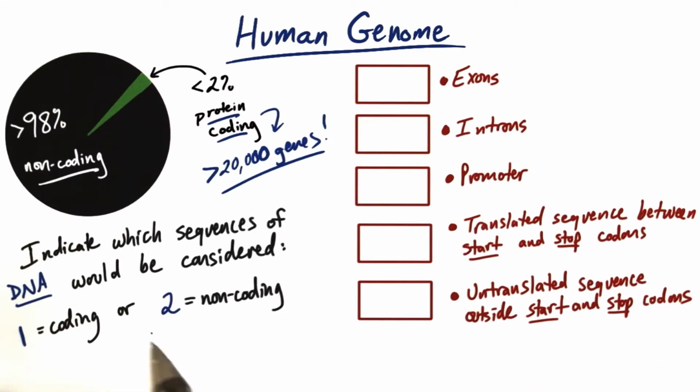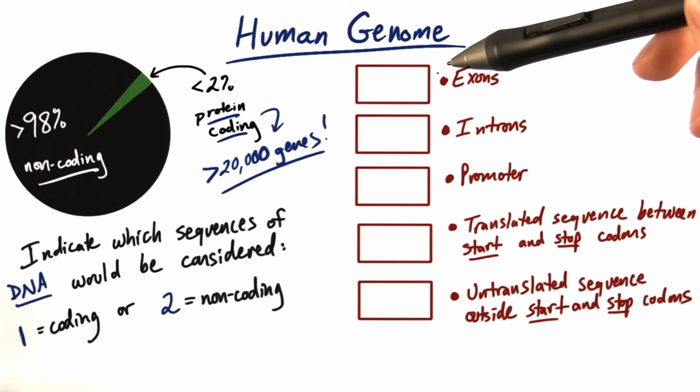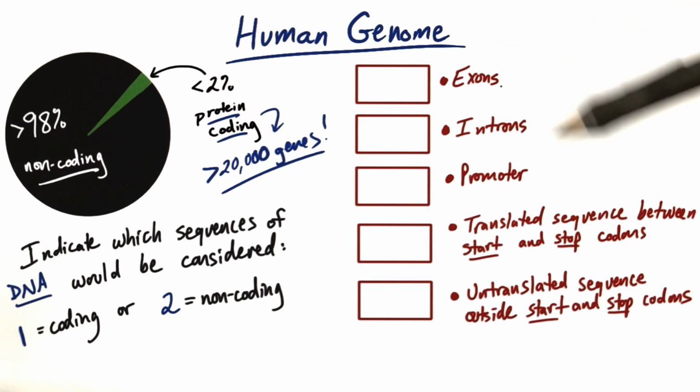I want you to indicate which sequences of DNA in this list would be considered either coding or non-coding. So we're going to use the number 1 to represent coding and 2 to represent non-coding. In each box, I want you to put either the number 1 or the number 2 to indicate whether an exon would be considered part of coding or non-coding sequence. Go ahead and pick which answer you think is best for each item in the list.